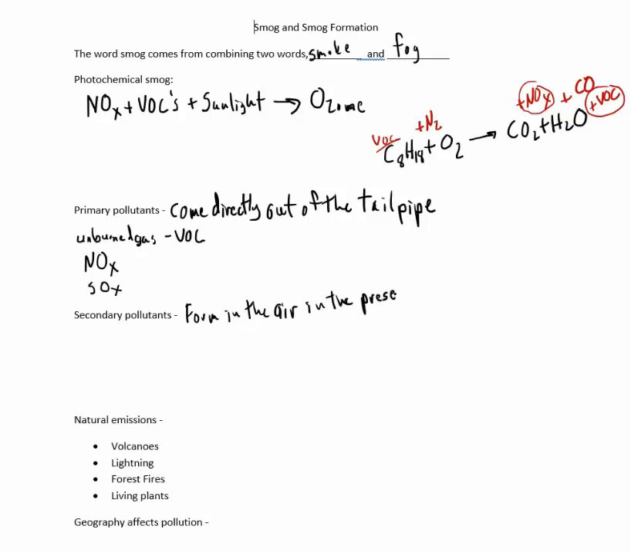Okay. Not all of them have to have sunlight, but a lot of them do. Okay. The ones that don't are the NOx and SOx that make acid rain, the nitric acid and sulfuric acid. Those are secondary pollutants that just form in the atmosphere as a result of rainwater. Okay. So these form in the presence of sunlight from the primary pollutants.